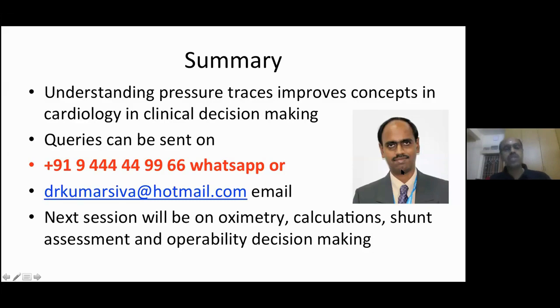As pointed out earlier, the next session will be on oximetry, calculation of cardiac outputs, shunt assessments, and operability decision making. We will do it around 3 days later, so that these next 3 days will act as an impetus for us to consolidate what we have learned in this last 24 hours.